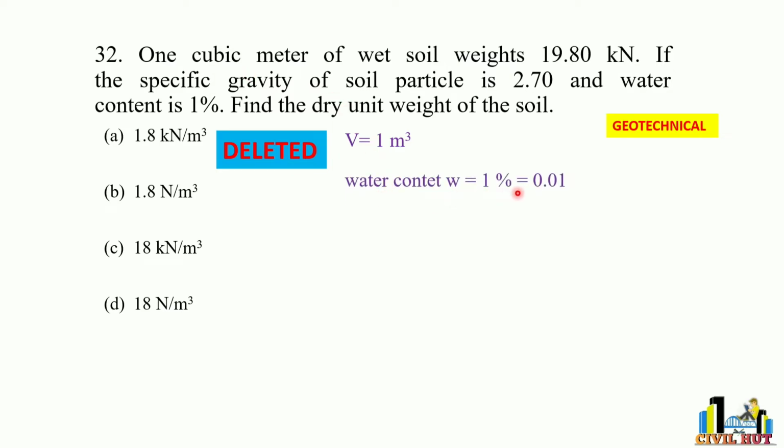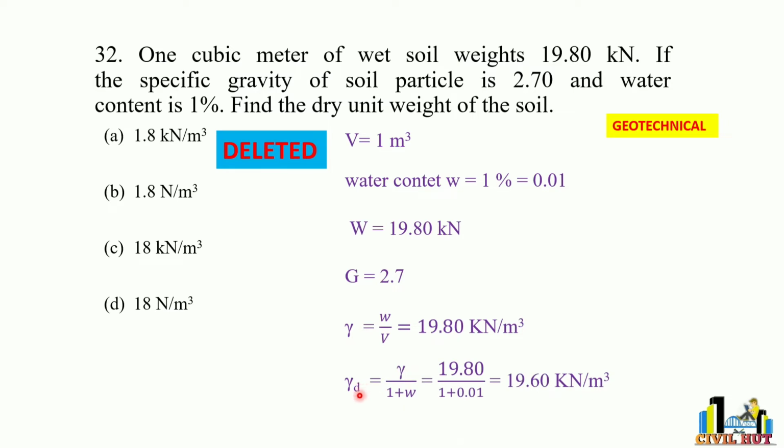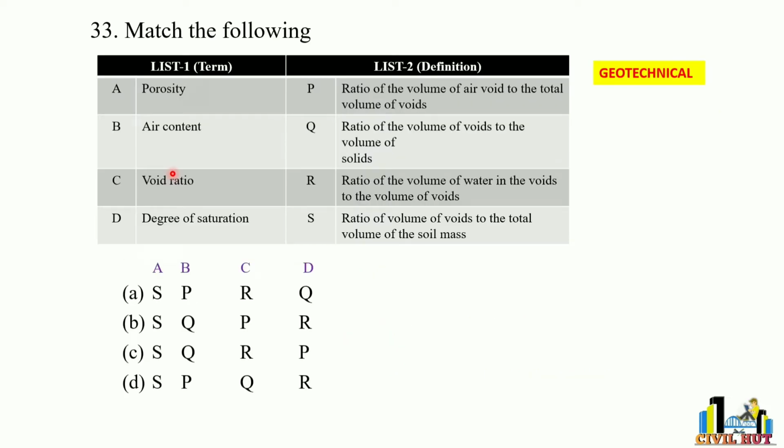Water content w equal to 1%, 0.01, weight W equal to 19.8 kilonewton, G equal to 2.7. Gamma equal to W by V equal to 19.8 kilonewton per meter cube. Gamma means the unit weight of soil, W by V, the bulk unit weight of soil. Next, gamma d, the dry unit weight of soil, equal to gamma by 1 plus w. This is the formula for dry unit weight. 19.8 by 1 plus 0.01 is equal to 19.6 kilonewton per meter cube. Here no option is there, so that's why this question was deleted.